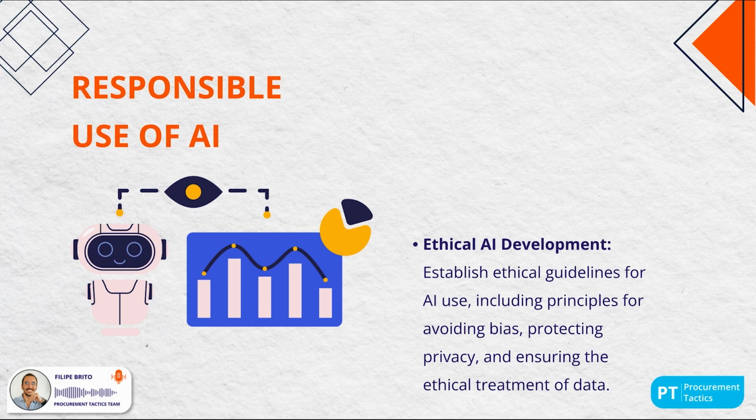Organizations should establish ethical guidelines for AI use, including principles for avoiding bias, protecting privacy, and ensuring the ethical treatment of data. Engaging in ethical AI practices helps build trust with stakeholders and aligns procurement operations with organizational values.